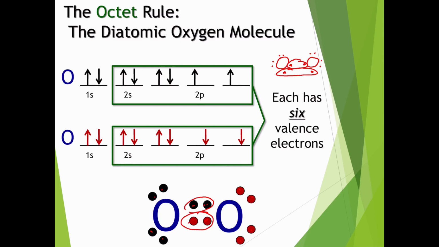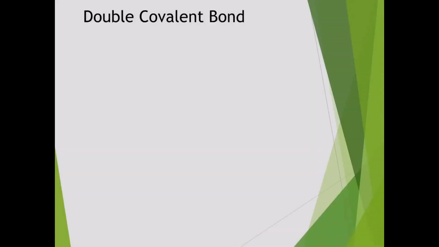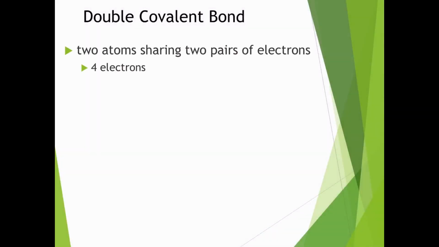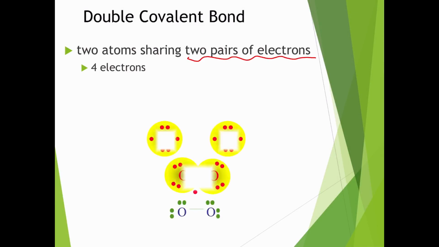So each oxygen gets an octet because of these double bonds, right? That sharing of 4 valence electrons, 2 pairs of electrons, the 4 electrons, is called a double bond. And so the way that we'll draw this, rather than how you saw it with all the stacked dots, like this mess, we show this as 2 single lines between the oxygen atoms.